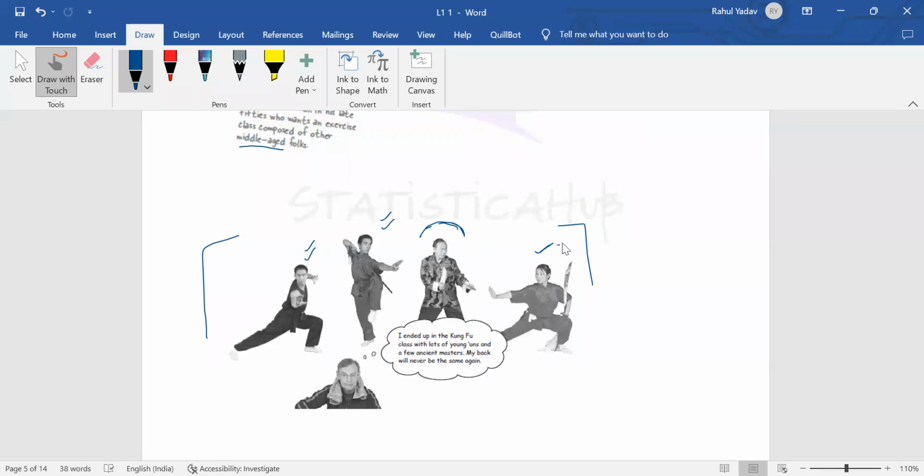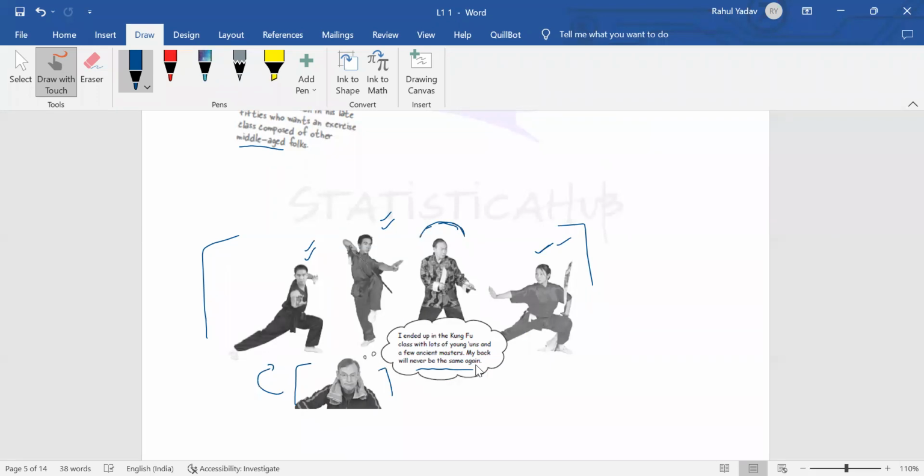So we can see he's a young person, she is a young person, and he's an old man, so basically he's the master. And this was the new person that I added to this particular class. He states that I ended up in the Kung Fu classes with lots of young men and a few ancient masters. My back will never be the same again. This is something that was not supposed to happen.